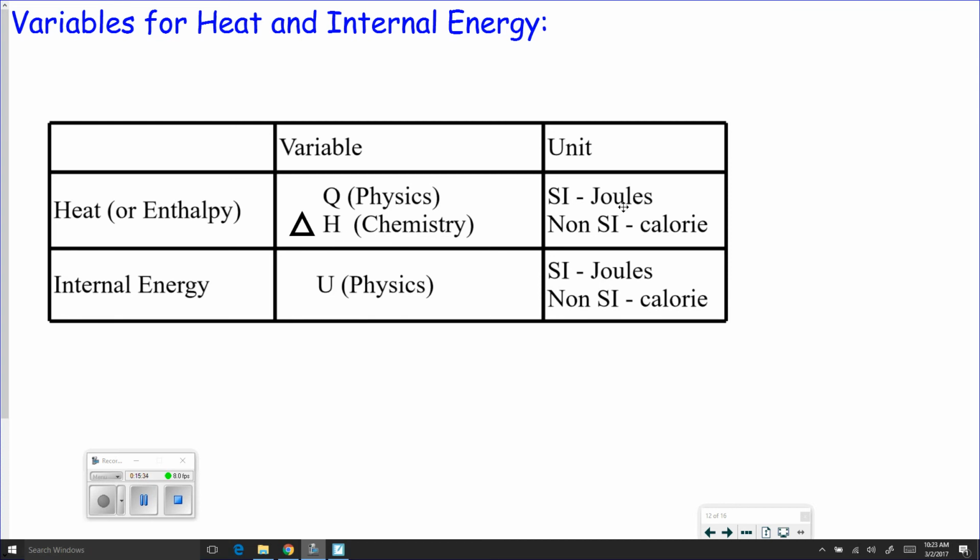The units, again, because it's energy transfer, is the SI unit joule or non-SI unit calorie. The variable for internal energy is capital U, basically because they ran out of other letters. And we talk about that in joules as well, or calories, because again, it's talking about the internal energy inside of a substance.